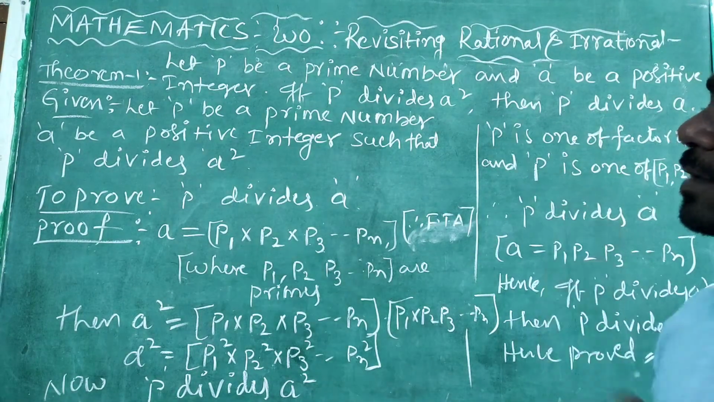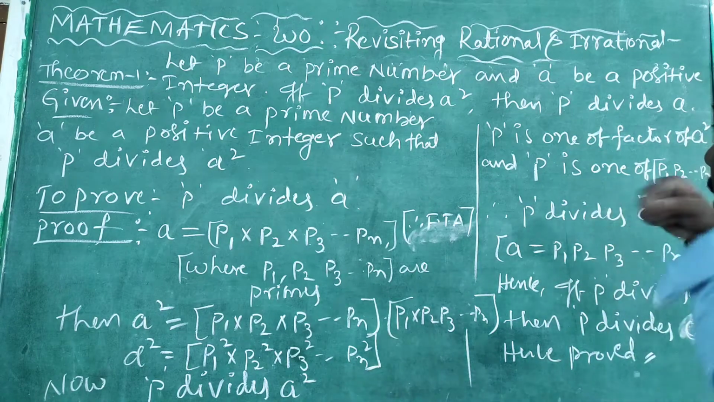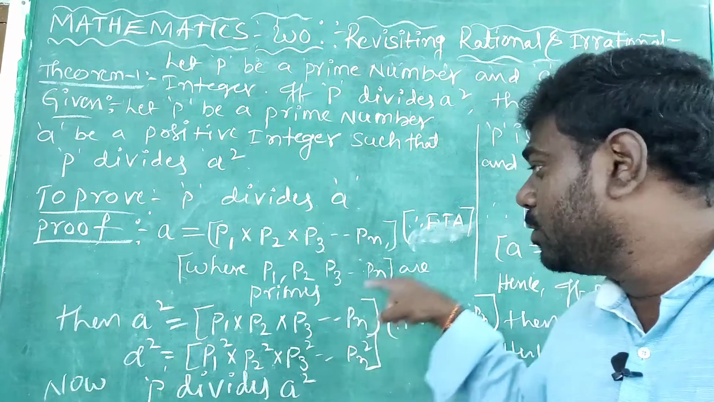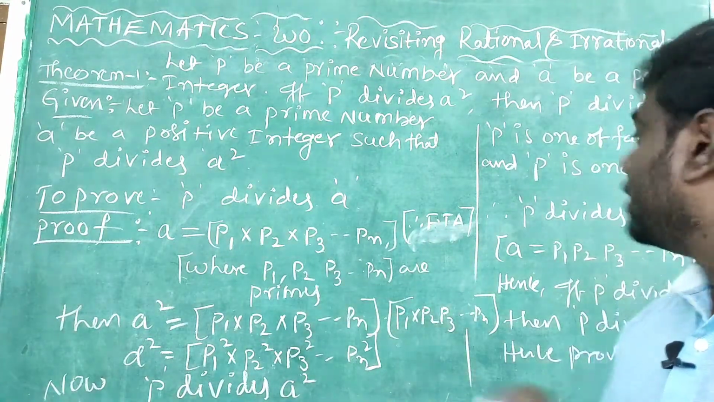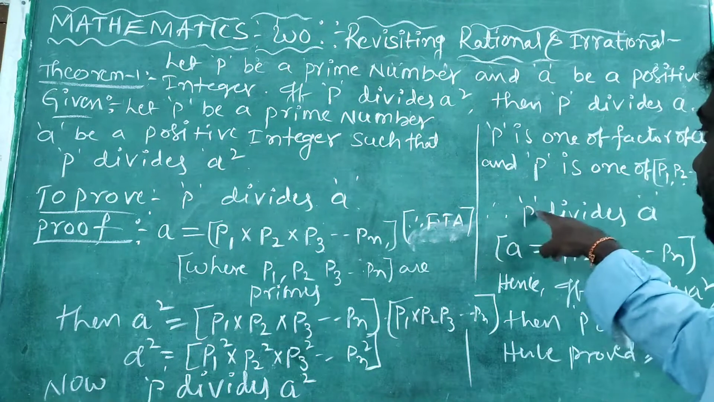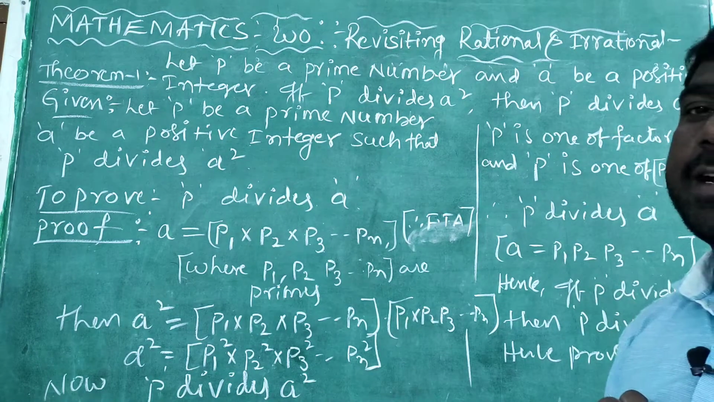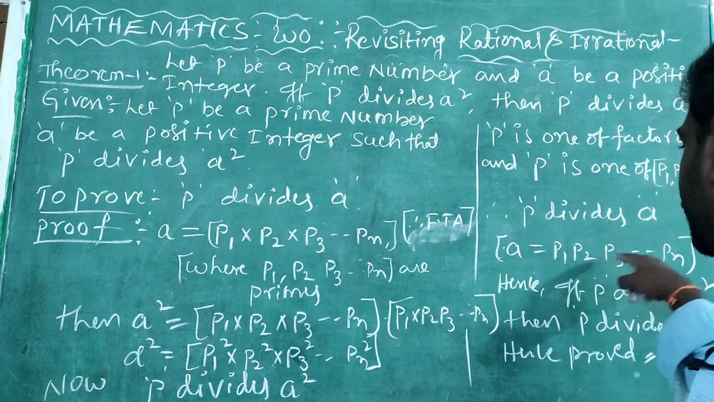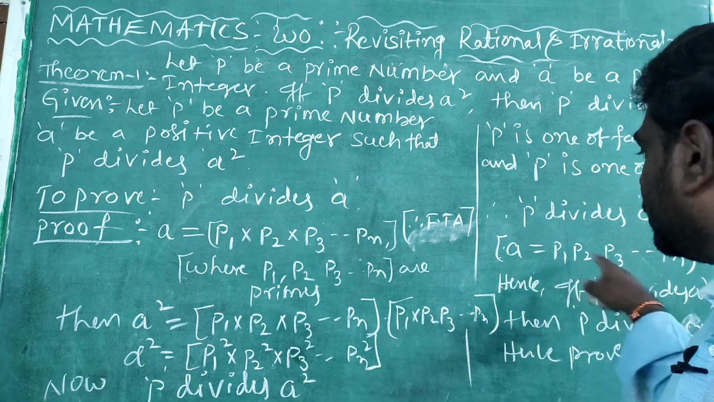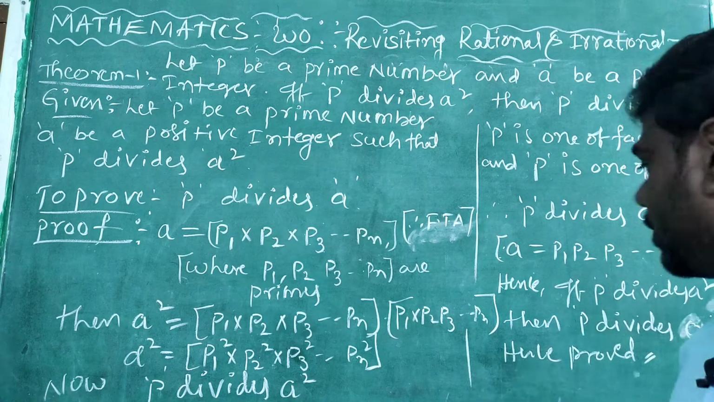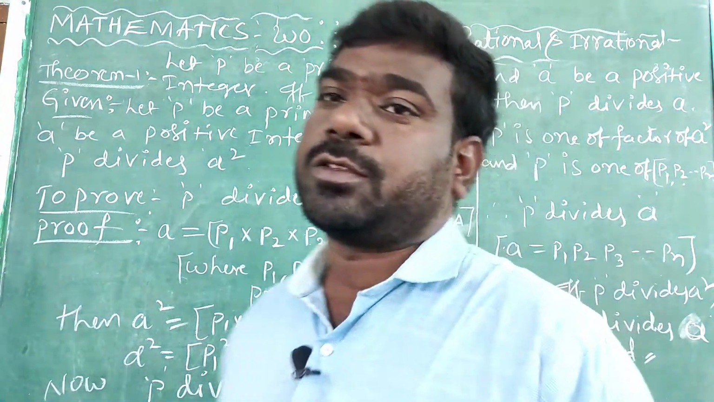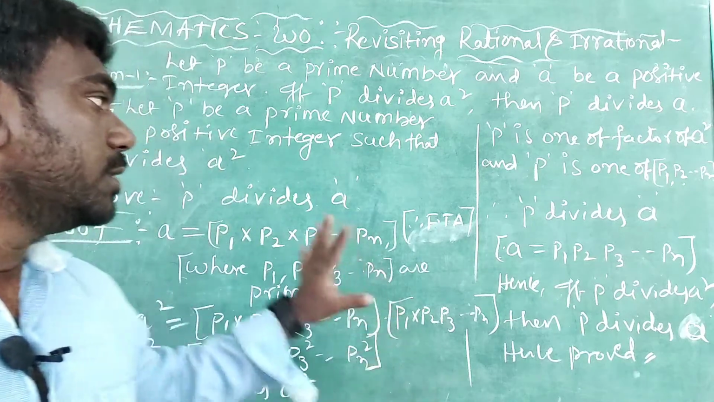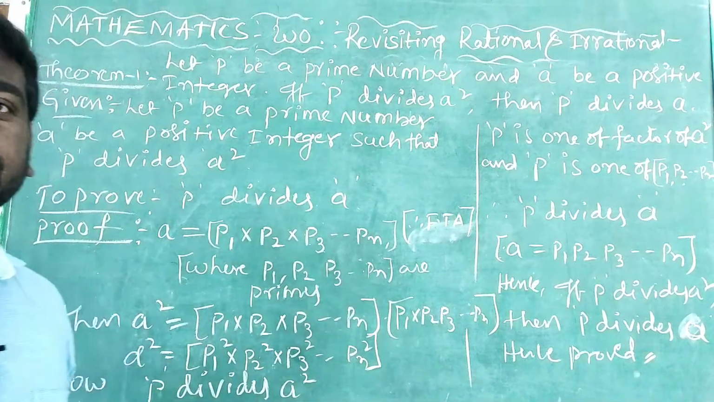According to the fundamental theorem of arithmetic, what we can say here is that the only prime factors of A square are P1, P2, P3, up to Pn. So I can write that P divides A. Therefore A is equal to P1, P2, P3 and so on up to Pn. Hence, if P divides A square, then P divides A also. Hence the theorem is proved. Understanding here? So this is the proof of the theorem.